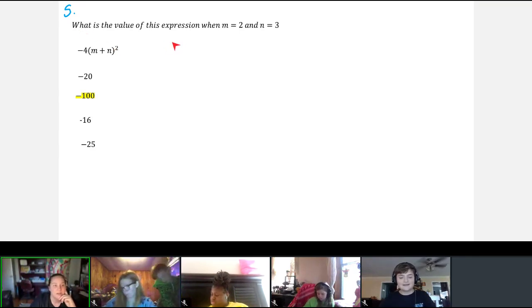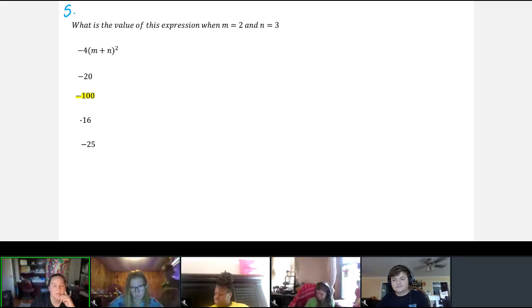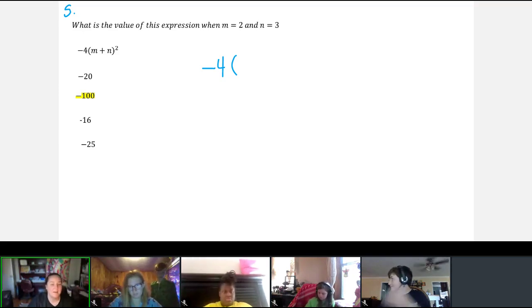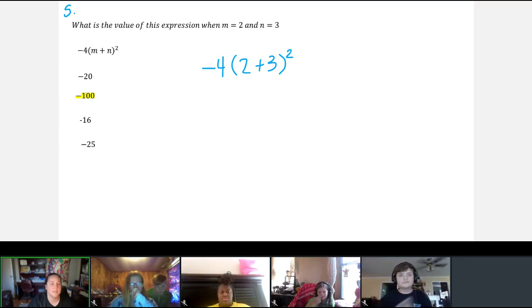So this says, what is the value of this expression when m equals 2 and n equals 3? So when y'all see a problem like this, you need to plug these numbers in for these letters in this expression. So let's rewrite the problem with those in there. So we've got -4. And m equals 2. So we'll put that in. Plus n, which is 3, close parentheses, and put our exponent.